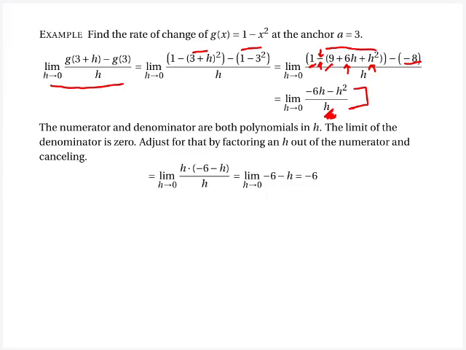So in this case, it's not a difficult manipulation. You can see what you do. You factor h out of the numerator, and now I'm going to cancel those h's, and minus 6 minus h no longer has a 0 in the denominator, so I just plug in and get minus 6.